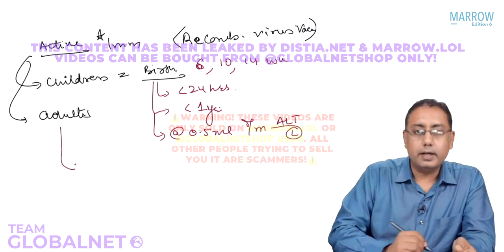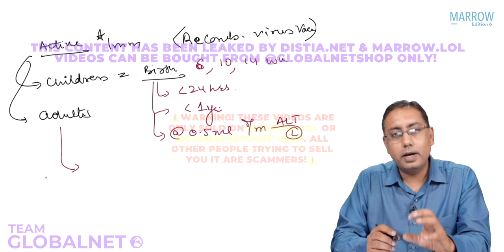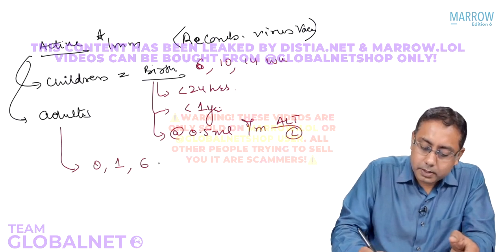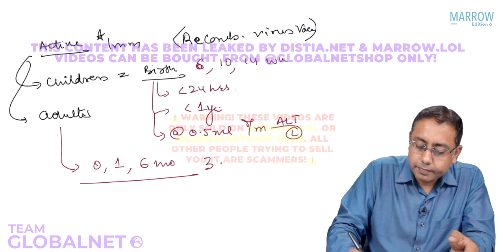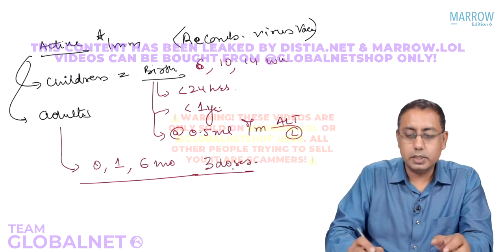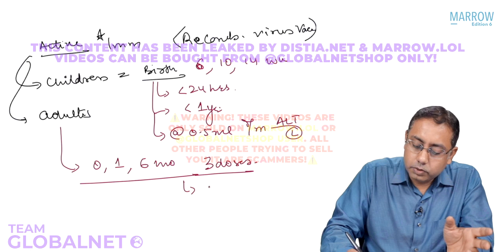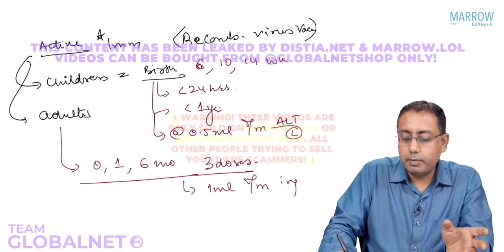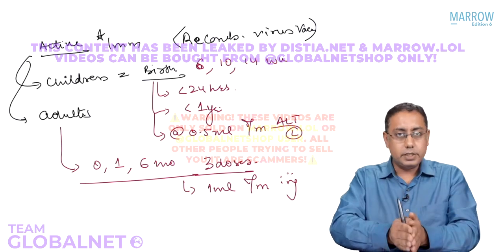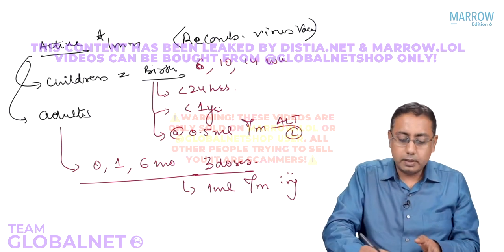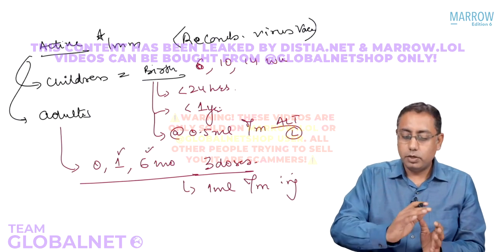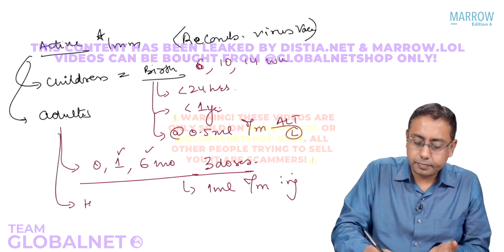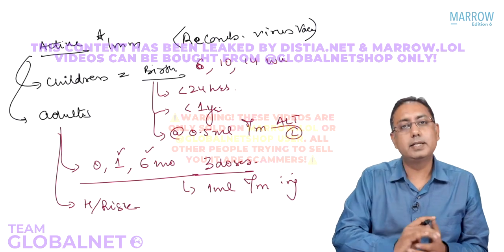Next is about the adults. What is the dose of hepatitis B virus vaccine in the adults? It is 0 month, 1 month and 6 months. We are giving 3 doses. Usually it is given in the dose of 1 ml intramuscular injection on day 0. Then after 1 month and then after 6 months, to all adults who are specifically high risk, in all high risk cases.